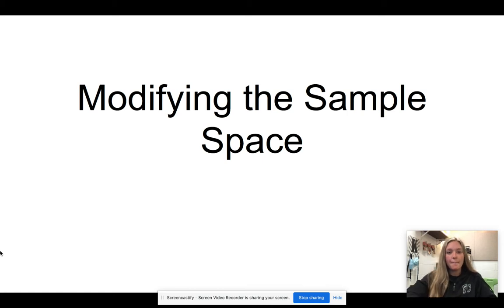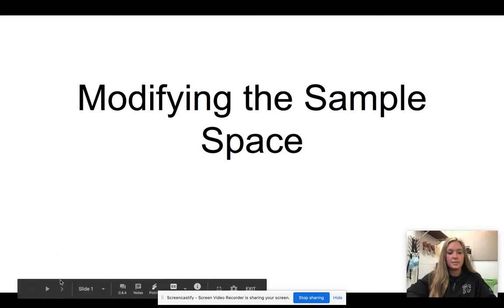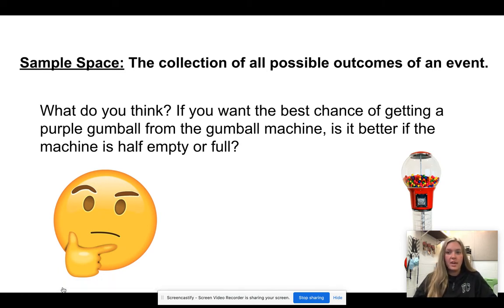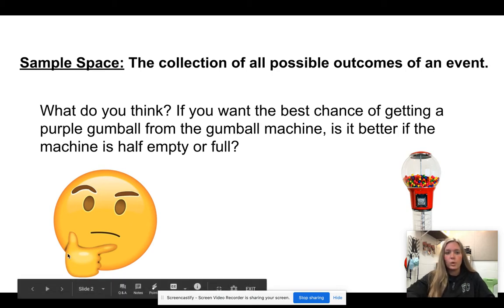Today we are looking at modifying the sample space. The sample space is the collection of all possible outcomes of an event. So I'm going to ask you this question. If you want the best chance of getting a purple gumball from a gumball machine, do you have a better chance if the machine is half empty or completely full? We're going to explore this question through another question.